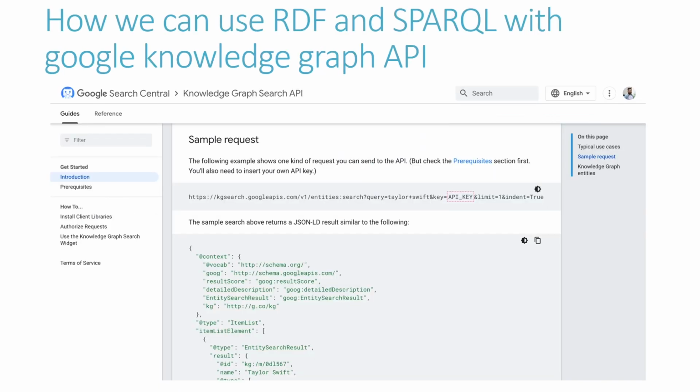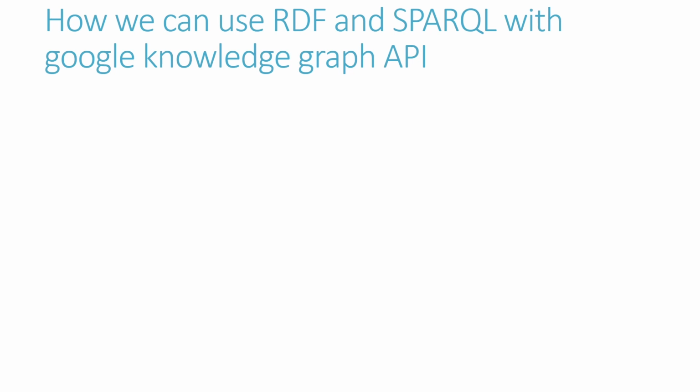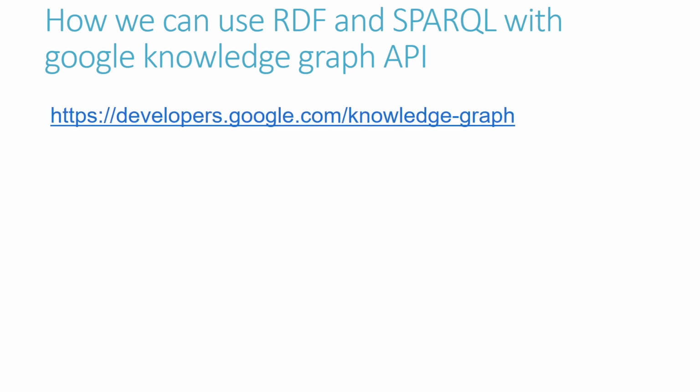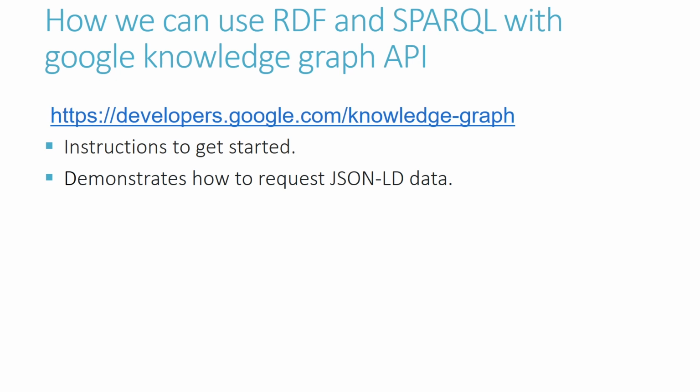In this and the next few slides, I'm going to demonstrate how we can use RDF provided by the Google Knowledge Graph API with SPARQL and Turtle. You can open the link which is highlighted on the screen, and on this page you will be able to see how we can get started with Google's Knowledge Graph API. This page demonstrates what you can put into the URL to request the JSON-LD data from their knowledge graph.